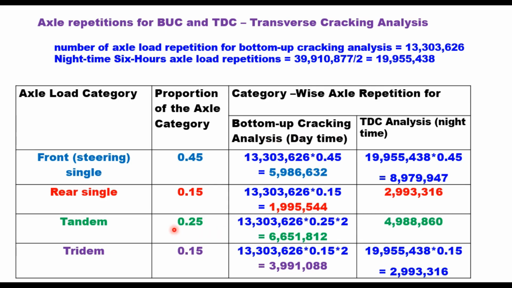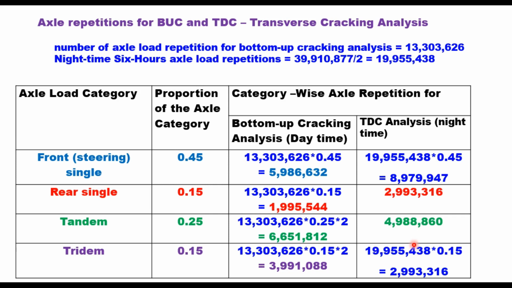Now here the tandem axle for bottom up cracking is to be multiplied by 2, as I told you earlier. And similarly the tridem axle is also multiplied by 2. So these are the final values for analysis. For top down cracking during night time, this is not to be multiplied by 2, only for bottom up cracking.